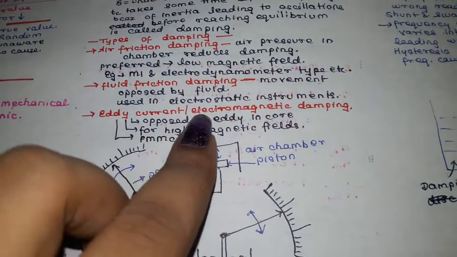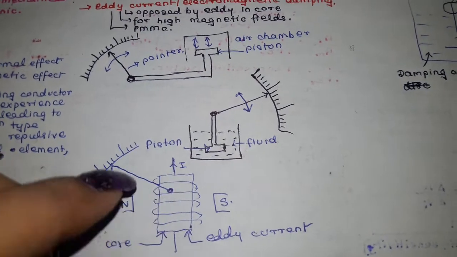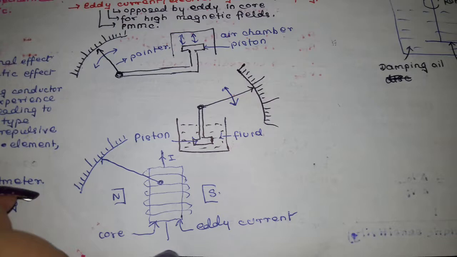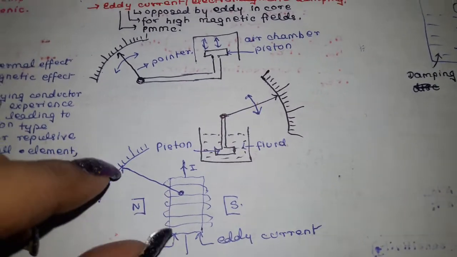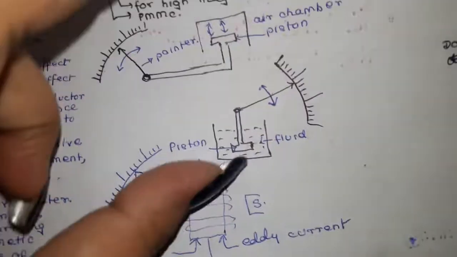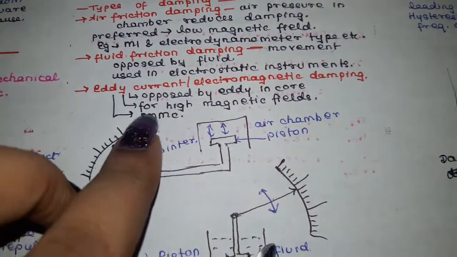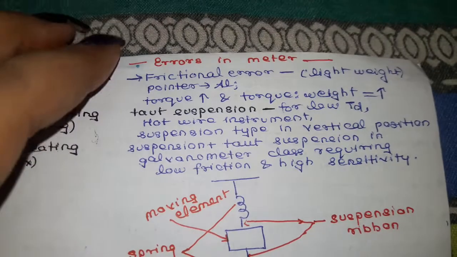Then we have eddy current and electromagnetic damping. Here the eddy current stops the pointer from oscillating. Here you can see this particular diagram. The eddy current is flowing through these coils and the pointer is attached here. The oscillatory motion is opposed by this eddy current. So this method is good for high magnetic fields. Examples are PMMC. Then we have errors in meters.